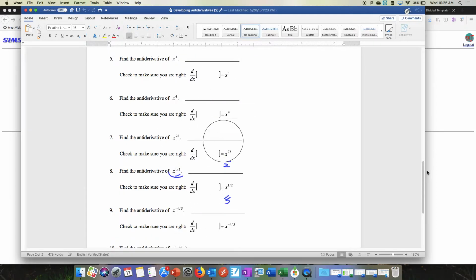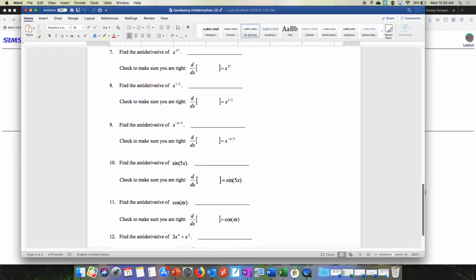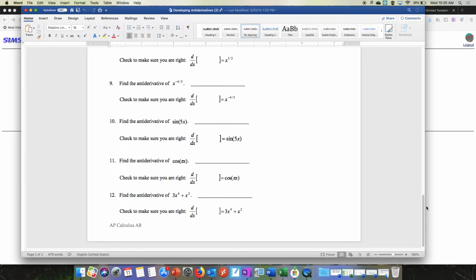Okay. I gotta erase these to move us down here. A couple more. The antiderivative of sine of 5x. Isabel, what did your table come up with for that one?